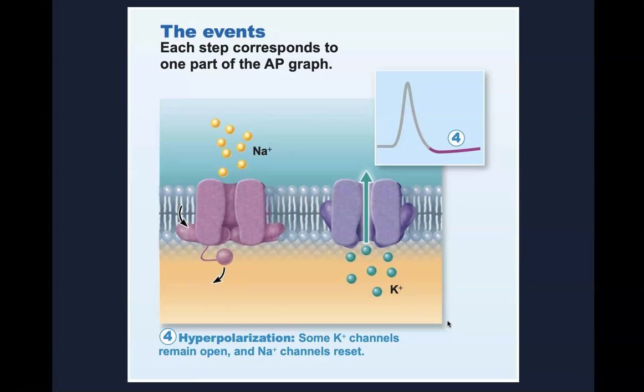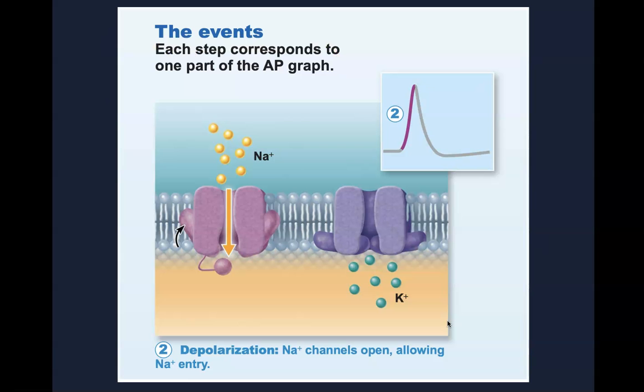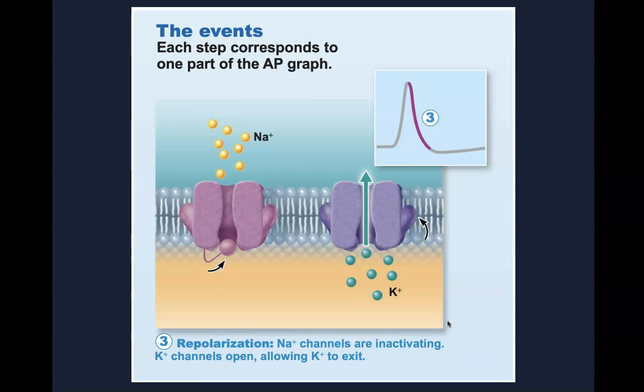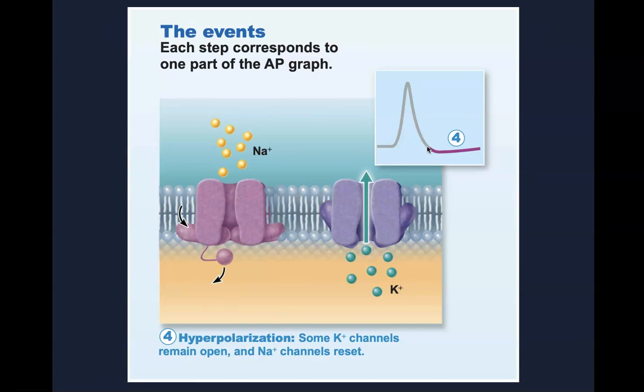So again, we went through the first phase, which was the resting state. Then we went through depolarization. Now we've gone through repolarization, bringing us back to our resting membrane potential. And then we're going to have what's called hyperpolarization. That's where we actually let so much potassium out that it brings us below the point of our resting membrane potential, so below that negative 70 millivolts.